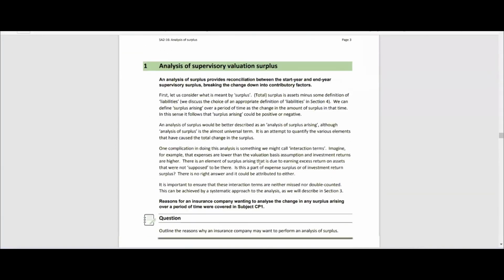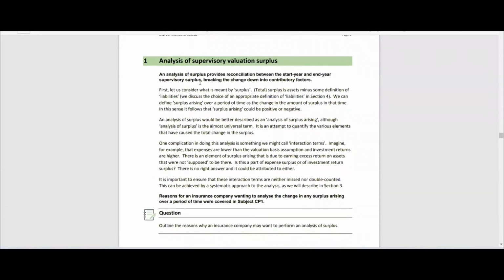So now moving on. What is analysis of surplus? Analysis of surplus provides reconciliation between the start of the year and the end of the year supervisory surplus. We have already seen that, right? And this surplus is actually called surplus arising. When we say surplus, we have to reconcile back to our original definition that we use for profit, right? There is no difference between profit and surplus. These can be used interchangeably.